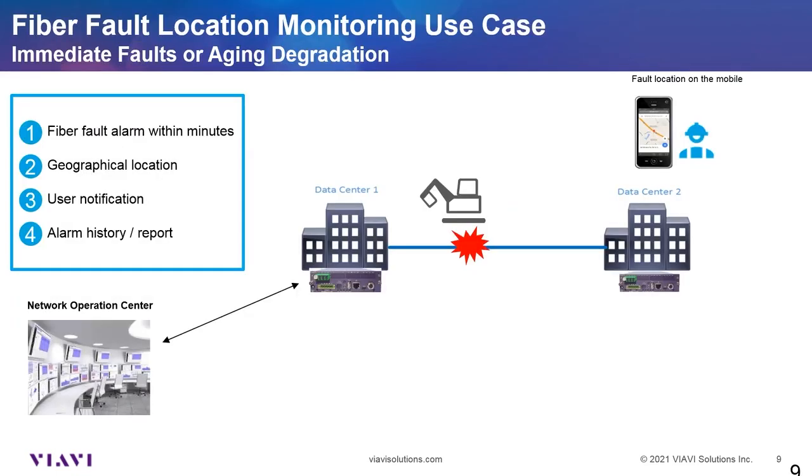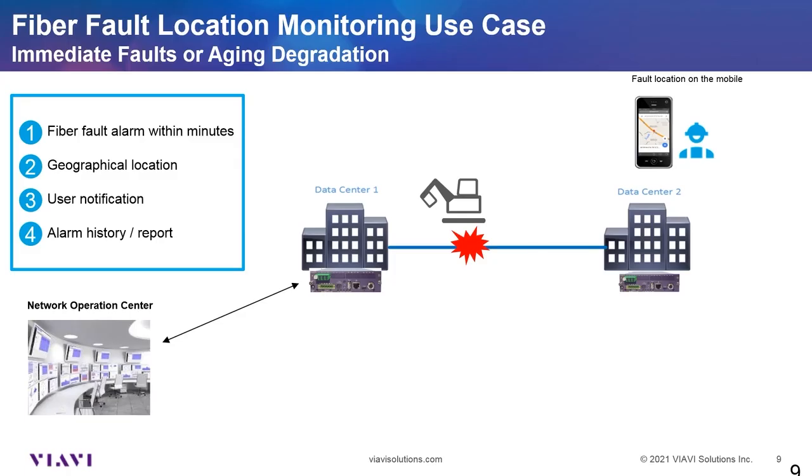Here's a fiber fault location monitoring use case. It's very simple. We are showing a backhoe that is digging up a line between 2 data centers. And so what we can do is we can place the ability to monitor on either end, and we will get a fiber fault alarm within minutes.